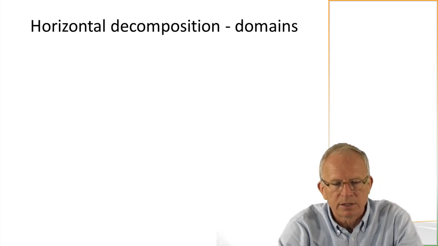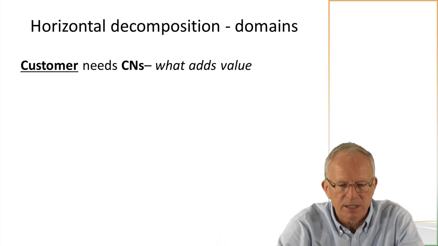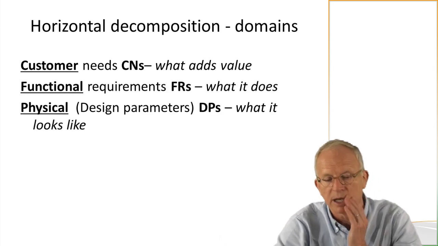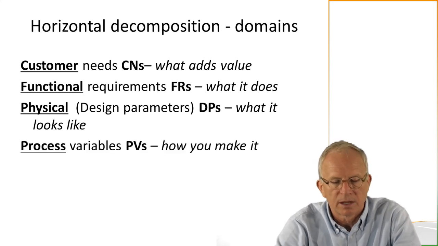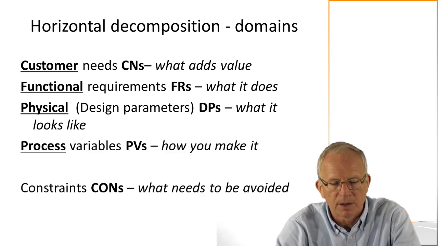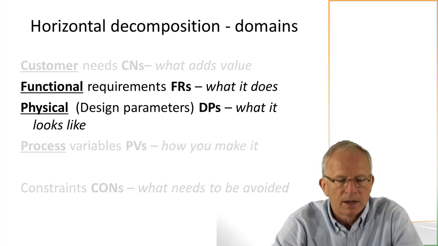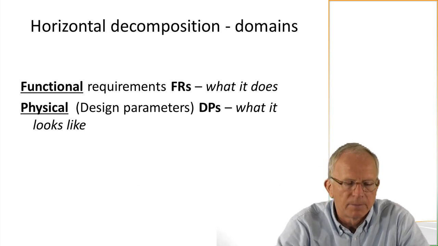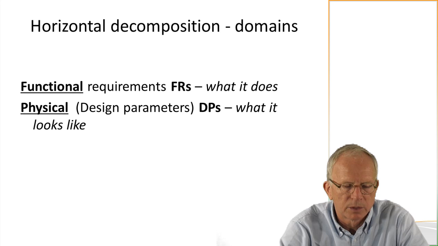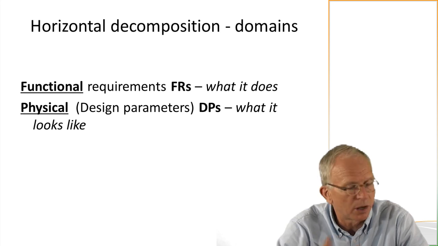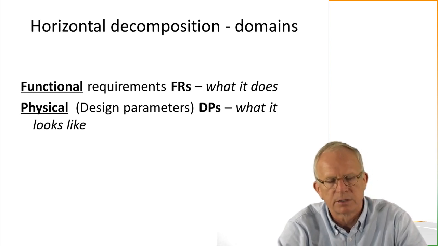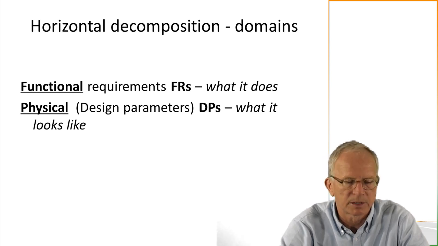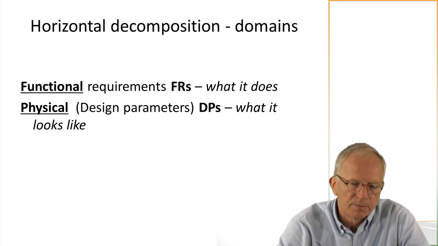So horizontal decomposition goes into domains: the CN, that's what adds value; the FR, what it does; the physical, what it looks like; and the process variable, how you make it. Then we have the constraints, what needs to be avoided. Now most of the time we're going to be looking at just the functional and physical parts. And we'll devote a special module or two to the manufacturing issues and how to look at those. Even though we're going from physical to process, or process back to physical, the manufacturing can also be designed this way.